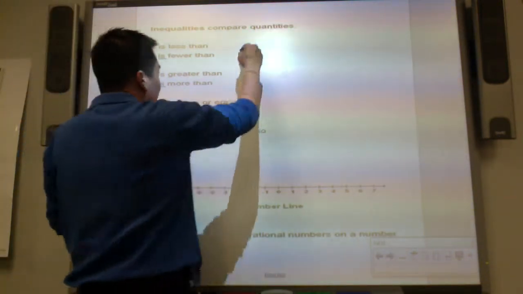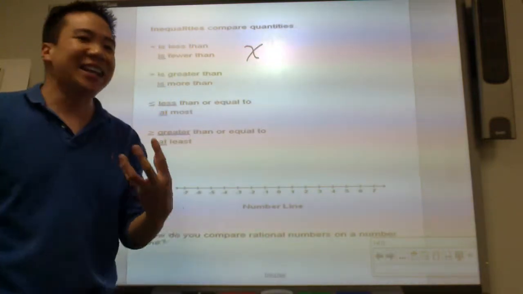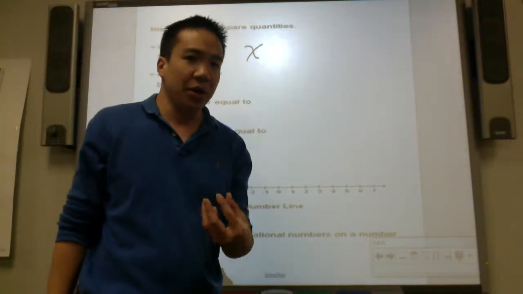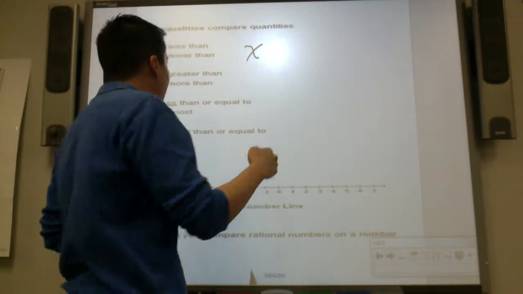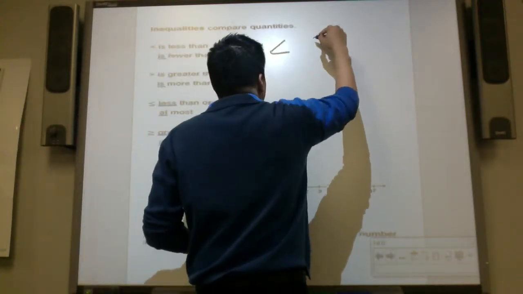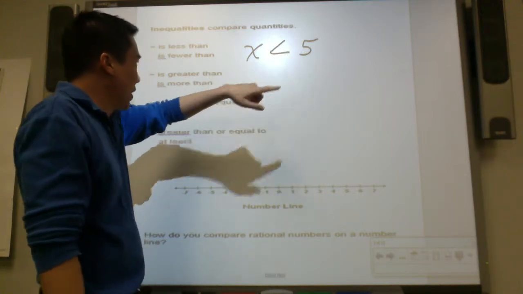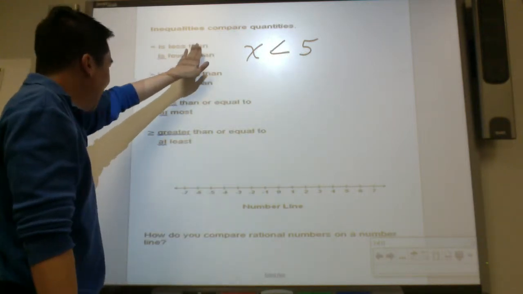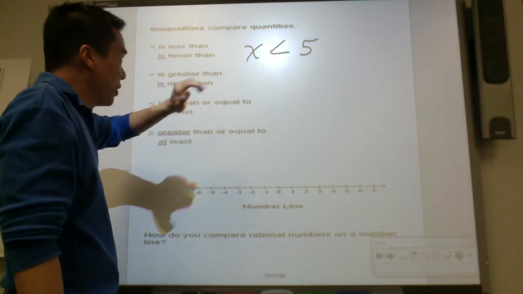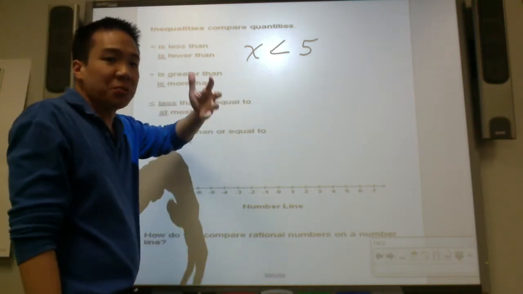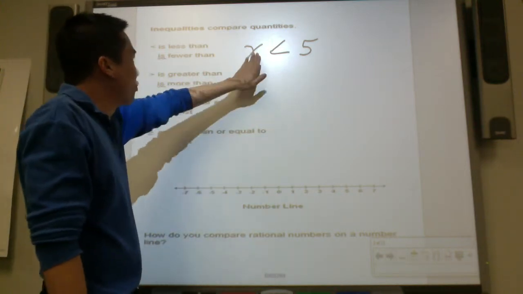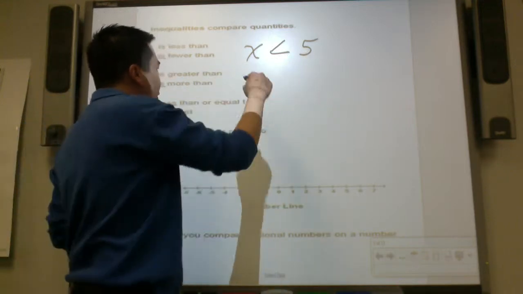So let's start with the first one. X represents any number. X is a variable. It can represent any number I want it to be. If the inequality is facing this way, it's saying is less than, or another way to say it is fewer than. Can you list me possible numbers that are less than or fewer than 5?